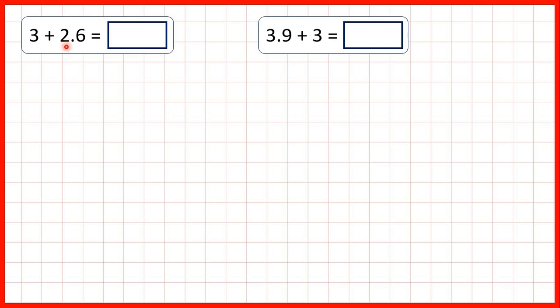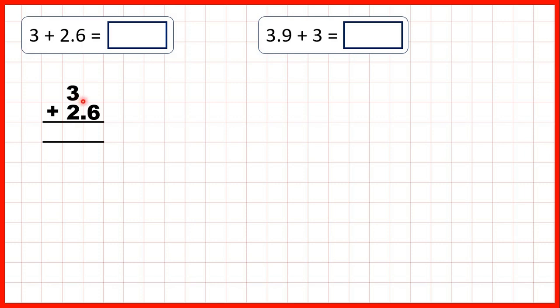In these questions, we're adding a decimal number with tenths to a whole number. So we have 3 plus 2.6. We can write this out as a column addition, making sure we have our 2 ones from our decimal written underneath the 3 ones we have in our whole number.